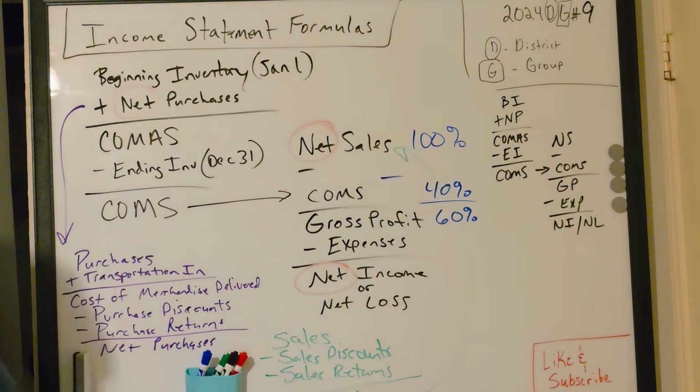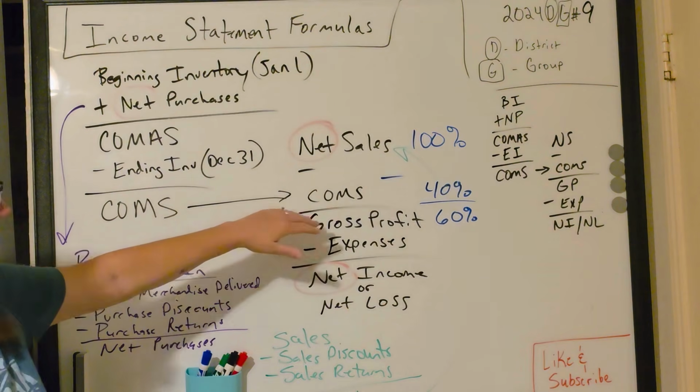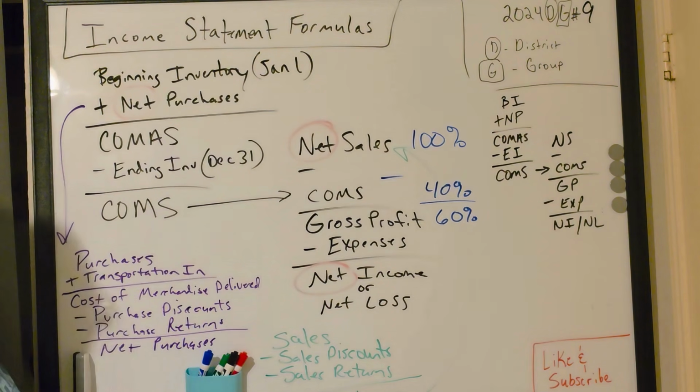Okay, so I need you just to remember net sales minus cost of merchandise sold is gross profit. And then these two will always equal 100% of net sales. Okay?